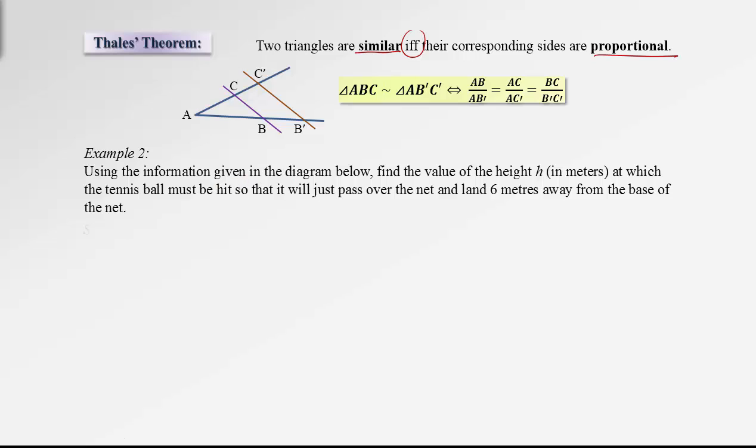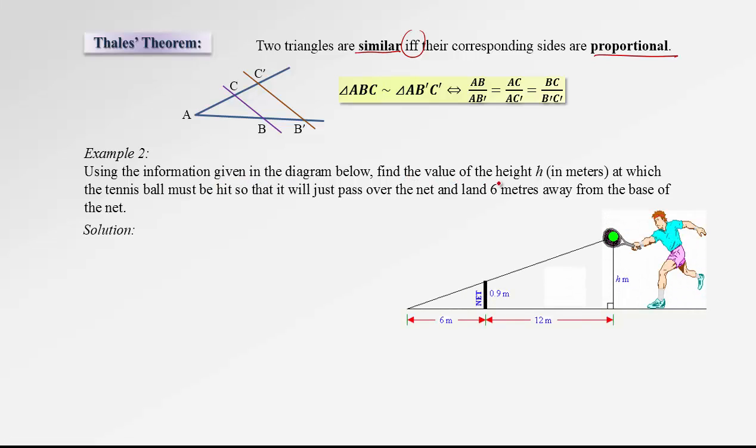Using the information given in the diagram below, find the value of the height h in meters at which the tennis ball must be hit so that it will just pass over the net and land 6 meters away from the base of the net. So, we have a diagram. We don't need any let statement because all the information is already here. We are looking for the height h such that this tennis ball will pass just over the net that is 0.9 meters high and land 6 meters after the net.